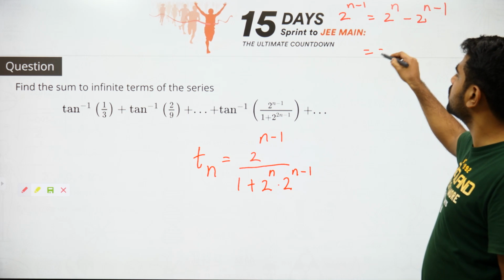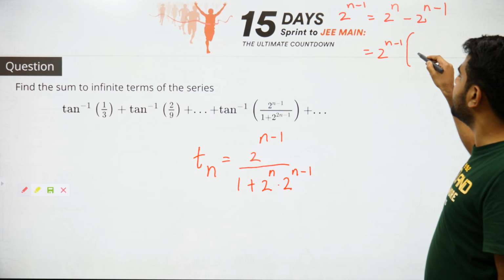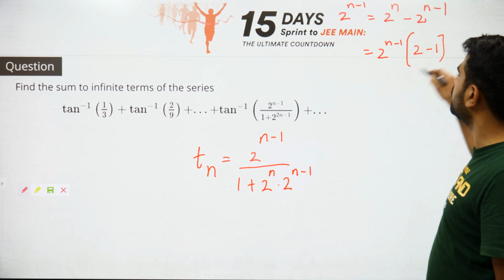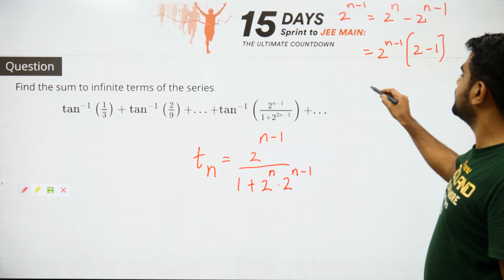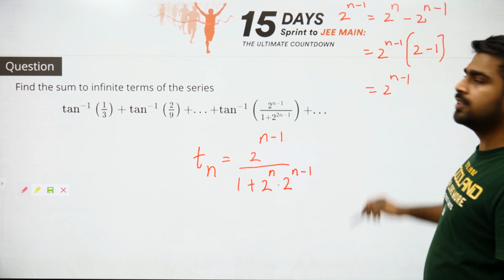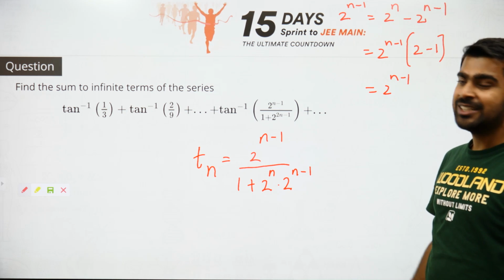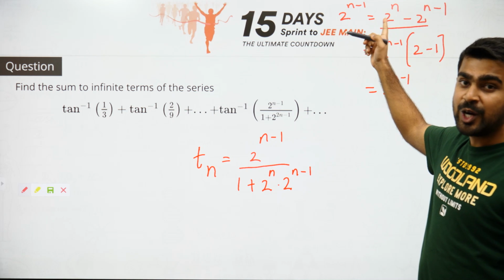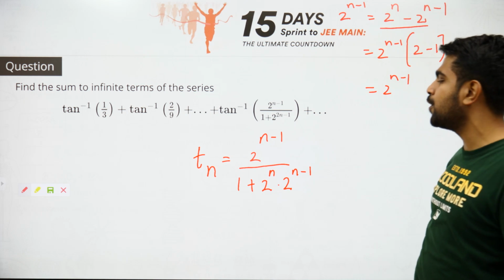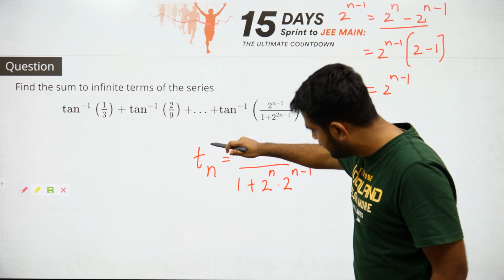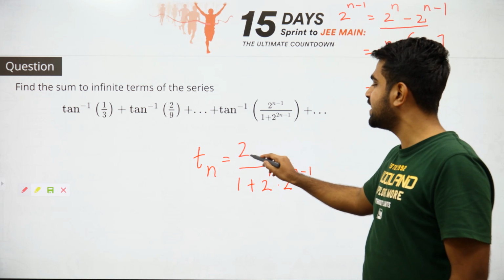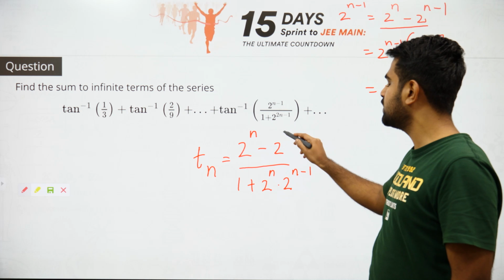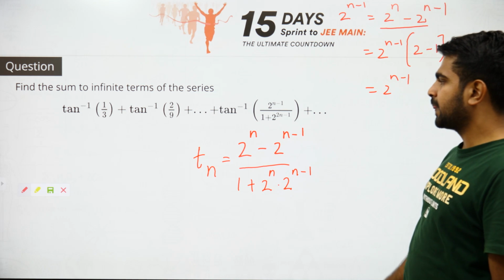Take 2 to the power n minus 1 common. If I take 2 to the power n minus 1 common, what will be left out? 2 minus 1. And isn't that equal to 2 to the power n minus 1? So can I write it this way? Because it reduces the difficulty of a problem like anything. So I will write it as 2 to the power n minus 2 to the power n minus 1.